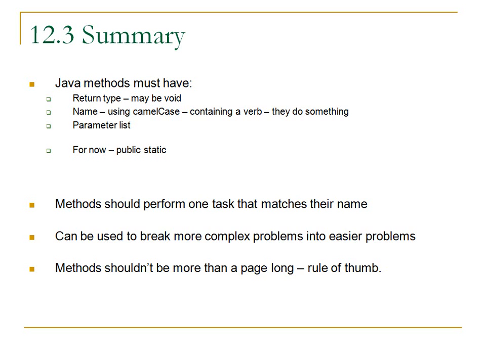A Java method always has a parameter list. That means there's a set of parentheses there, even if the parameter list is empty. That's still an empty list. For now, our methods are always going to be public static. Those methods should do one thing, and that one thing should match their name. And methods can be used to break complex problems into easier problems. And they shouldn't be too long. You should be able to pretty much look at a method, look at its name, and see what it does. And that really makes reading the code easier.